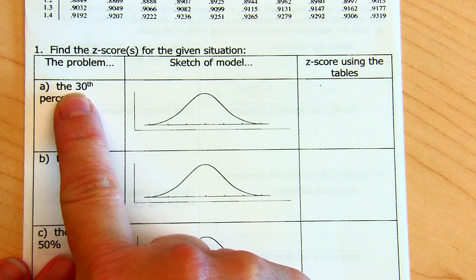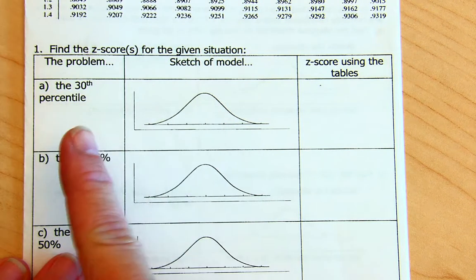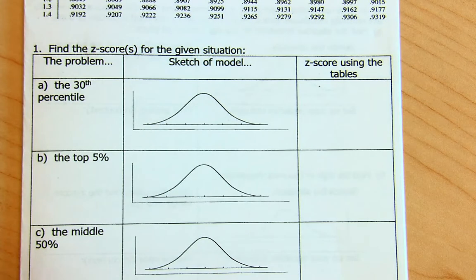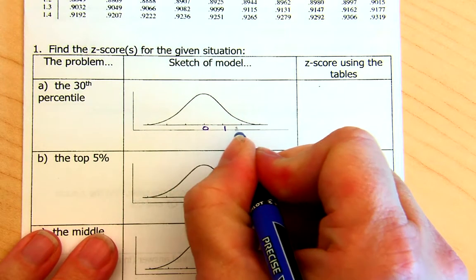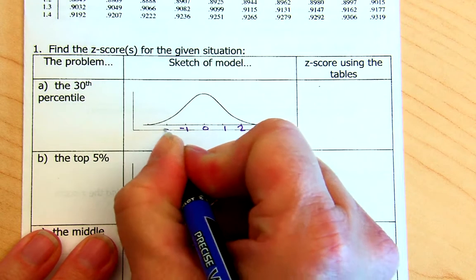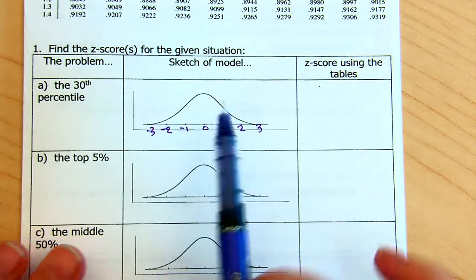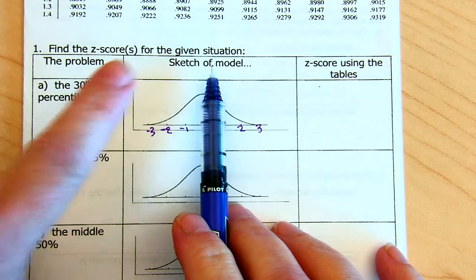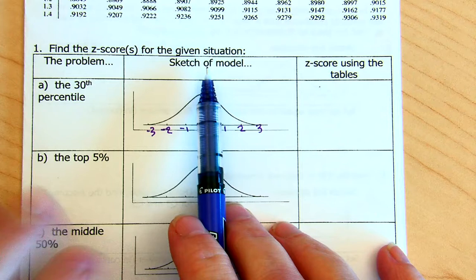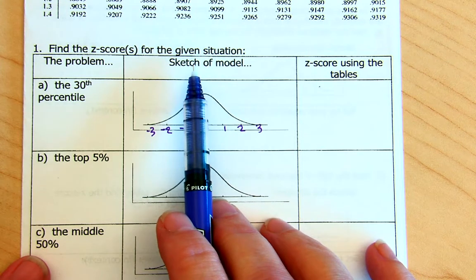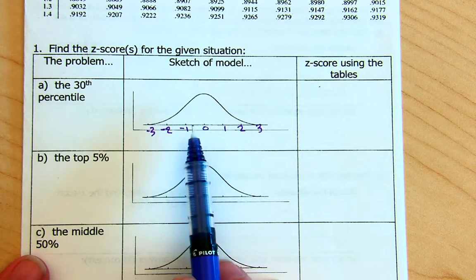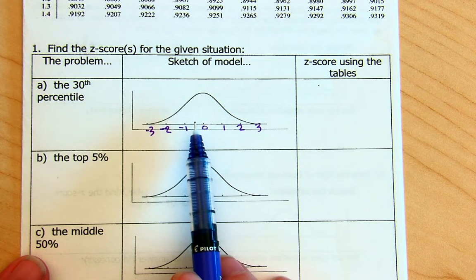If we're at the 30th percentile, that means 30% of the data is below. Okay? So if we think about what this looks like, I'm going to go ahead and label my z-scores. If we are at a z-score of 0, 50% of our data is to the left, 50% to the right. Okay, so that divides it exactly in half. So that means we're going to be a little bit to the left of that middle. If we're going to be at 30%, it's going to be over here a little bit.